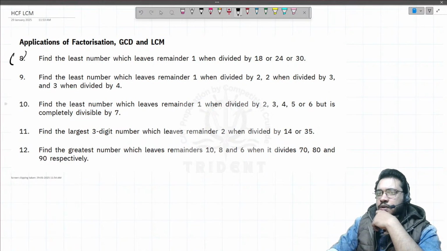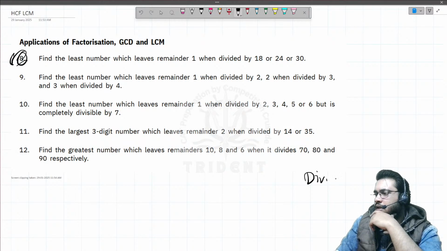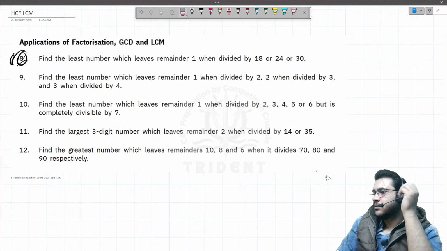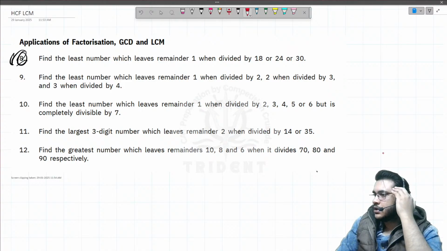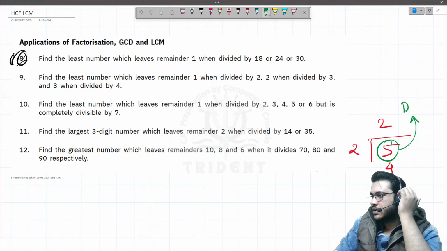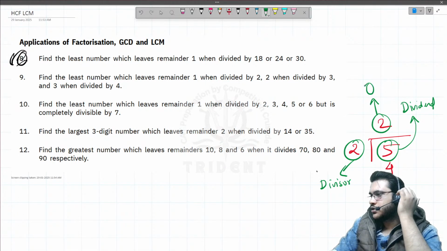So for this question itself, dividend, okay, let's do this. So 5 when gets divided by 2. Now, couple of things. This is my dividend. This one is my divisor. This one is my quotient. And this one is my remainder.